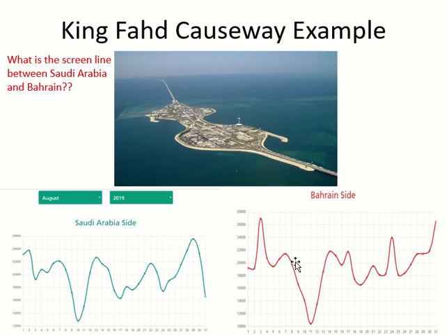Okay, then this is an example, a real example. We have the King Fahd Causeway. Okay, so it's a bridge between Bahrain and Saudi. So this bridge becomes a crossing point, and the screen line becomes the sea. Okay, so this is a real-time example.